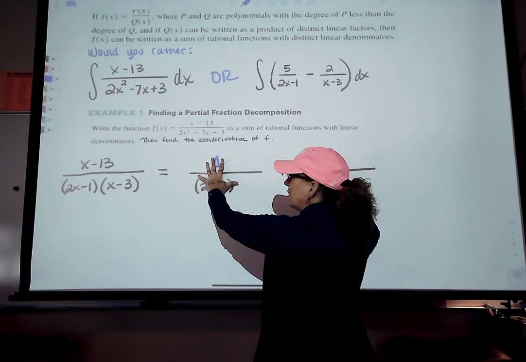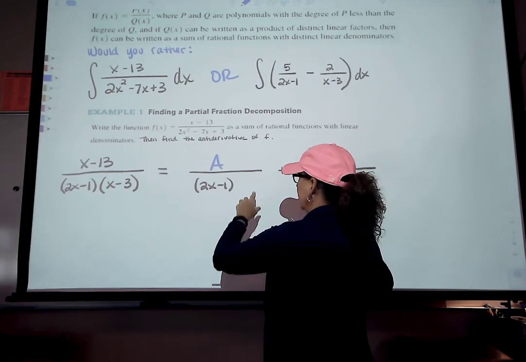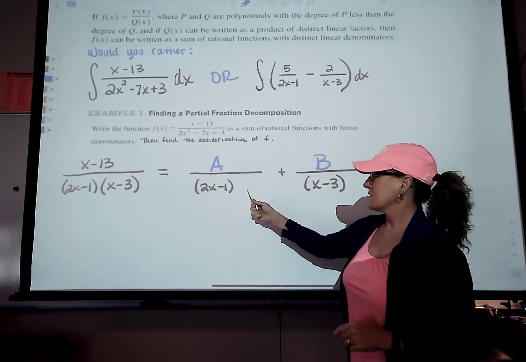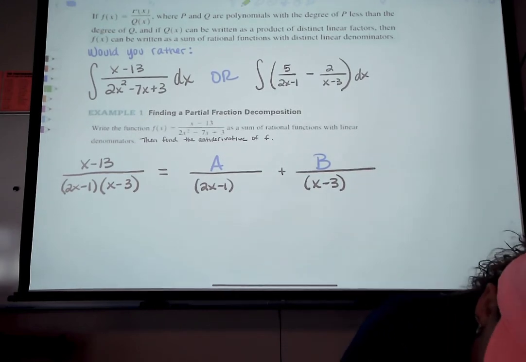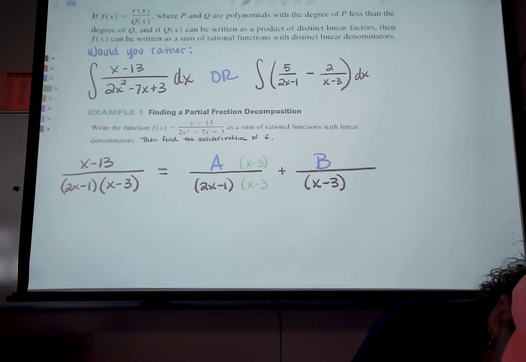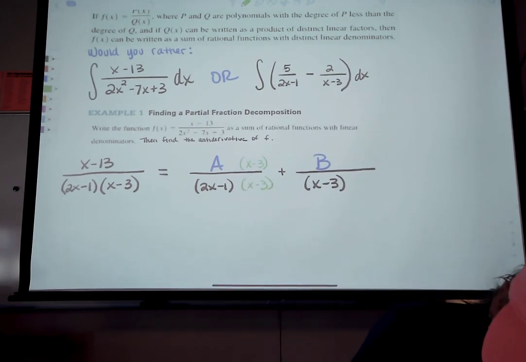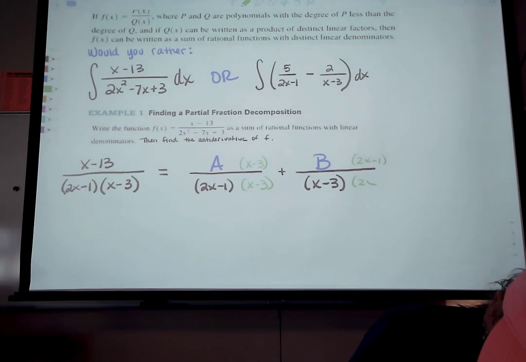So how would I go about adding these together? Well, I would have to get a common denominator on each piece. So this one would need an x minus 3. So I would have to go x minus 3, x minus 3. The other one would need a 2x minus 1. 2x minus 1, 2x minus 1.